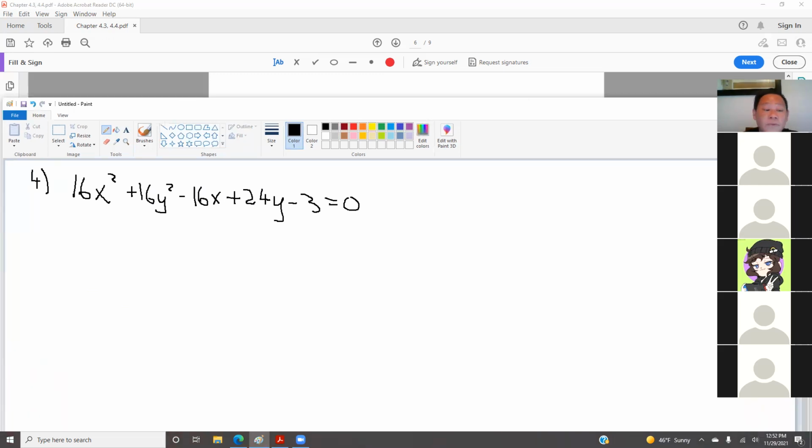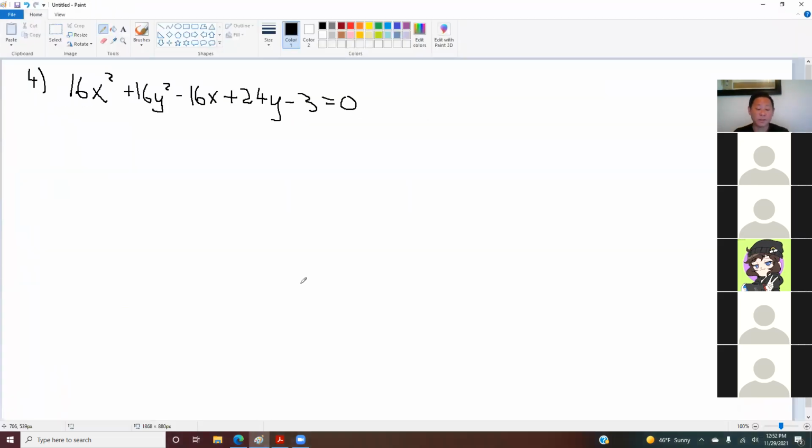Anyone remember what is the first step for completing the squares here? Separate the x's from the y's. So what do you get, Faris? 16x squared minus 16x. And then? Plus 16y squared plus 24y. And then? Equals 3. Yep. So this is the first step you do. So make sure you separate your x and y's and numbers.